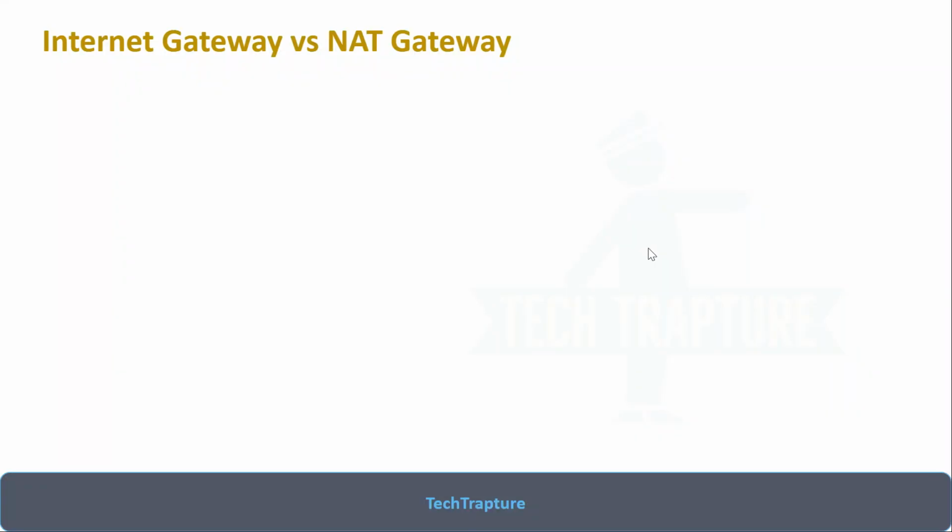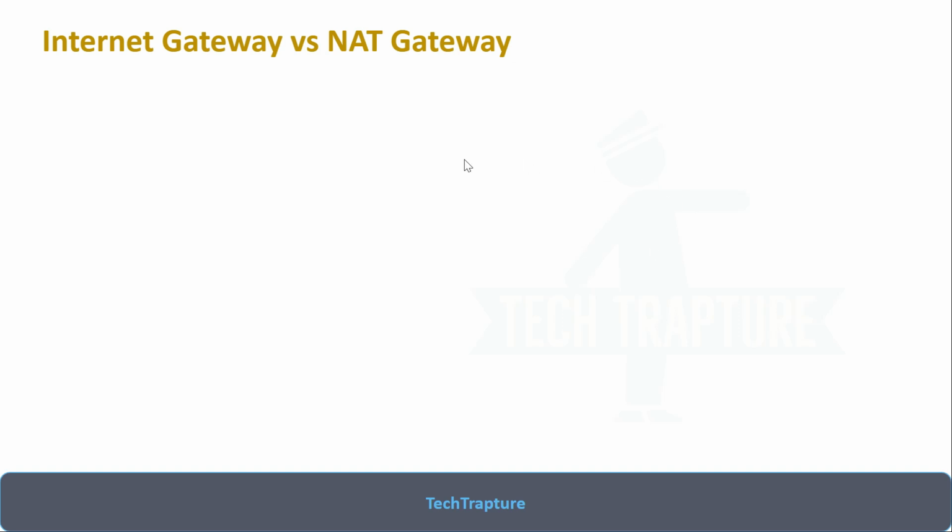So in this video, we are going to see the difference between an Internet Gateway and a NAT Gateway. Confusion between Internet Gateway and NAT Gateway is very common if you are new to AWS or you do not have a clear understanding of AWS networking concepts. So in this video, I am going to show you with a demo what the difference is between Internet Gateway and NAT Gateway and how these two work.